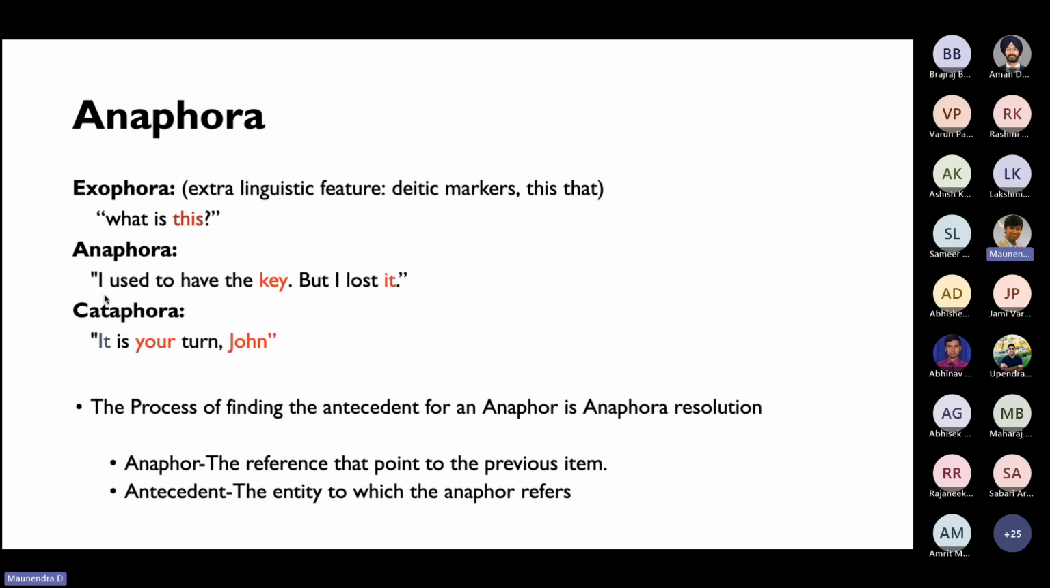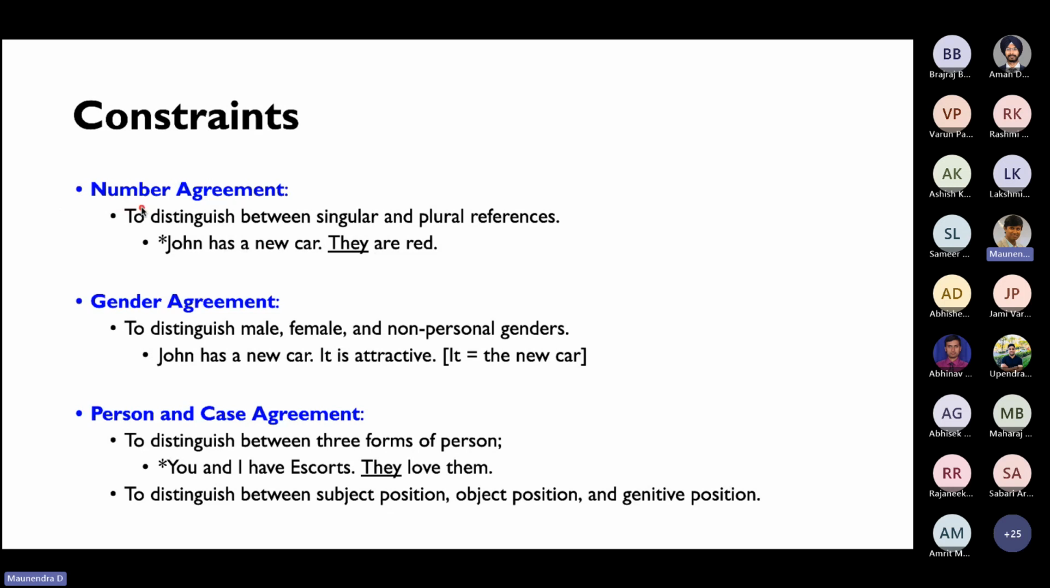So here are some rules. One is number agreement, to distinguish between singular and plural references. So, John has a new car. They are red.